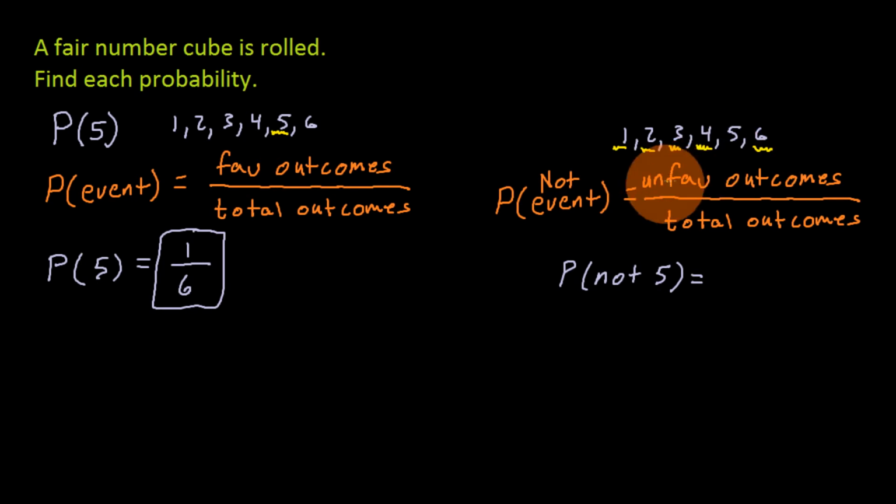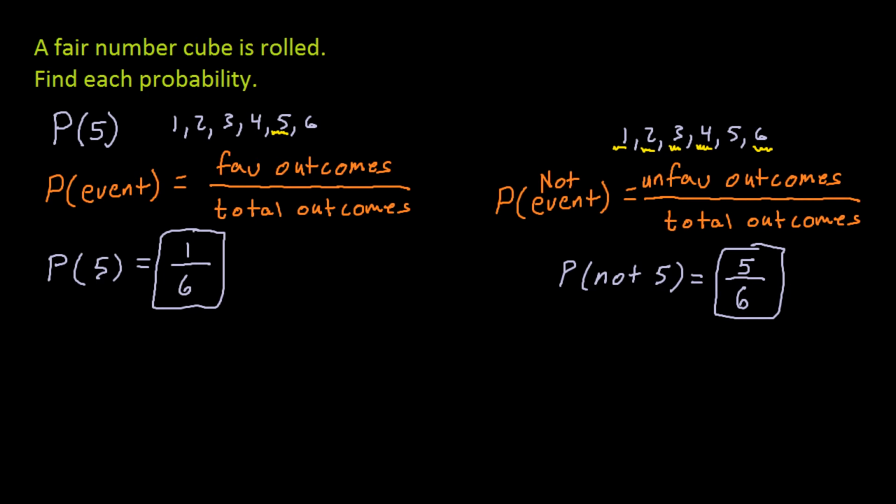Well, how many unfavorable outcomes are there? There are 1, 2, 3, 4, and 5 unfavorable outcomes. So I'm going to go get purple, and we're going to put 5 unfavorable outcomes on top. So the number of unfavorable outcomes is 5. However, the total outcomes should still be the same. There are 1, 2, 3, 4, 5, 6 sides on the number cube. So I'm going to put 6 on bottom, and we can box up this answer.